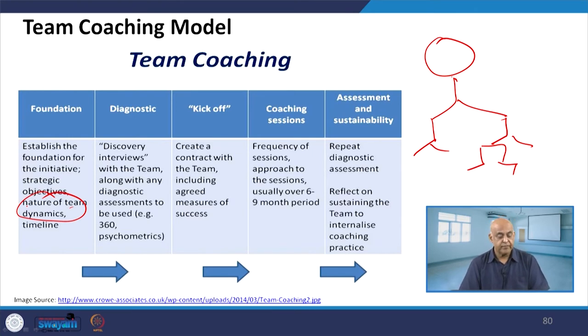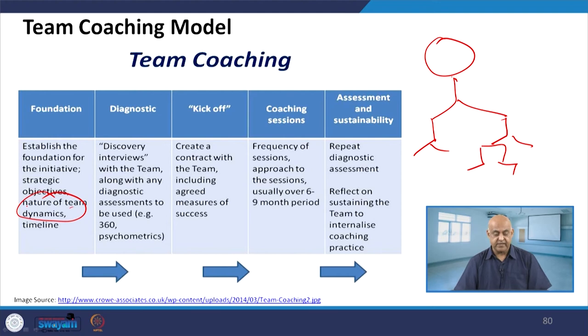And whenever you are making these discovery interviews with the team, along with any diagnostic assessment to be used, 360 degree psychometric use will be there, and create a contract with the team including agreed measures of success. So, therefore, you will be creating a team. Coaching sessions will be there, frequency of sessions, approach to the sessions, usually over a 6 to 9 months period, and a repeat diagnostic assessment is there, reflecting on sustaining the team to internalize coaching practices, right.